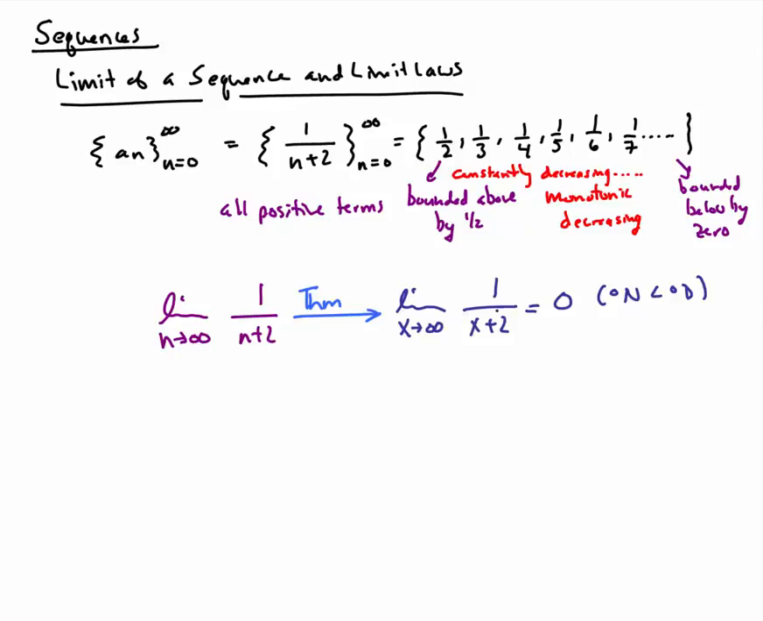So as these values of n get larger and larger and larger, the terms of the sequence get closer and closer to 0. So the sequence converges. It's going toward a particular value, and in this case its limit is 0.